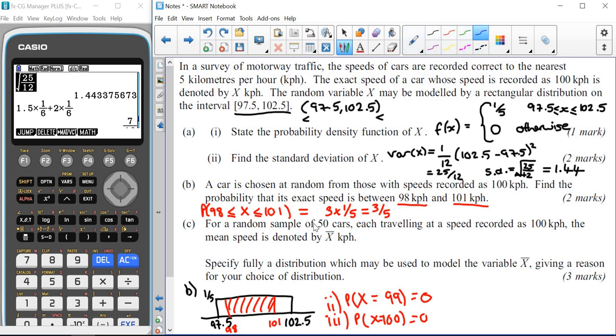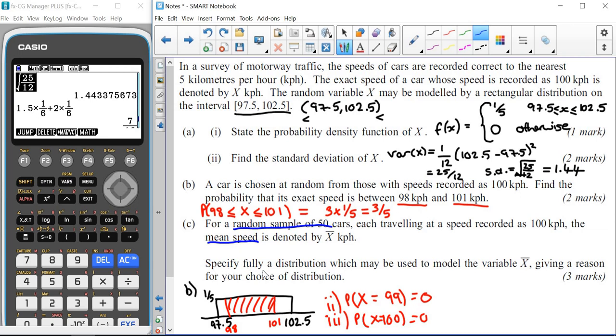Now, usually in an exam style question which has the rectangular distribution, the last part of it will go on to something else. So it might be using some knowledge that you already have from different topics in statistics. So here we have a random sample of 50 cars, each travelling at a speed which is recorded as 100 kilometers per hour, and the mean speed is denoted as this. So we have a sample of 50. We're talking about the mean speed. So this is screaming to use central limit theorem here.